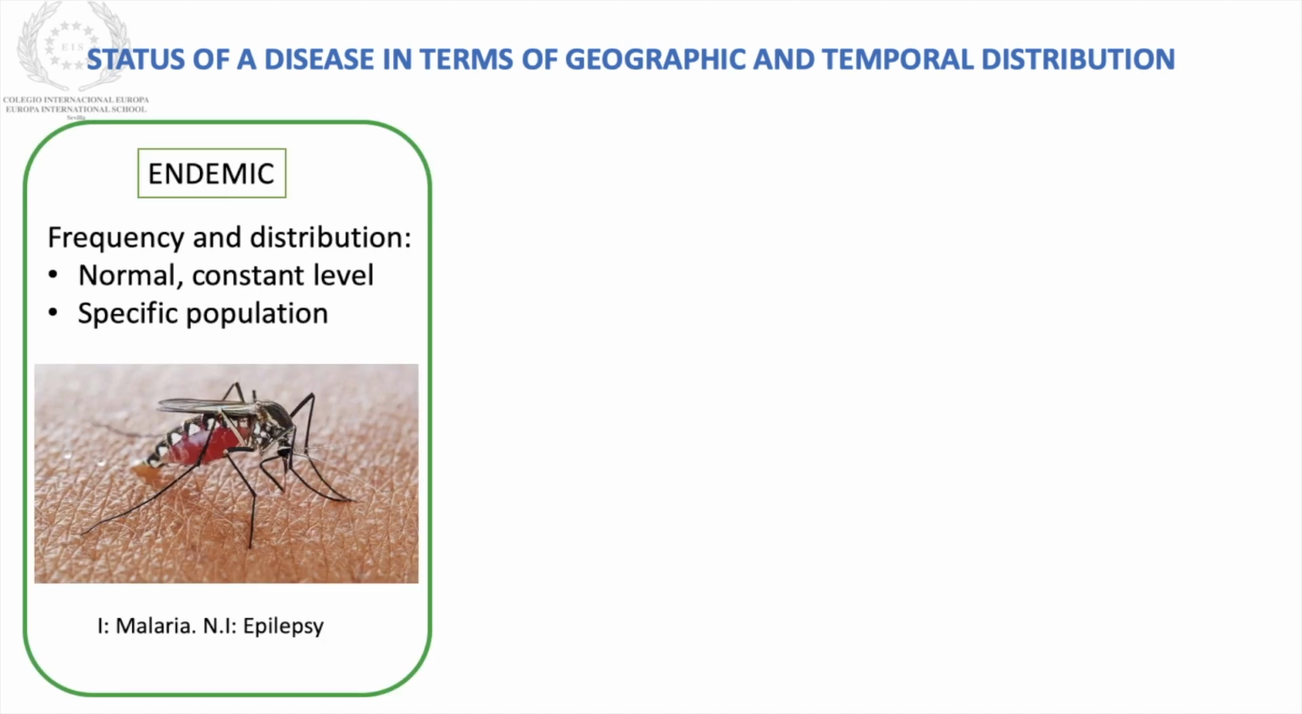So the frequency is normal, okay, the disease is at a constant level, and the distribution is in a specific population, okay? We can only talk about endemic if the infectious or non-infectious disease is at a normal or constant level and in a specific population. We can talk about malaria in Africa as an infectious disease, or epilepsy as a non-infectious one.